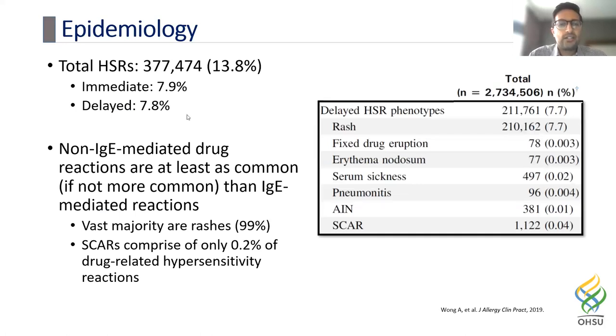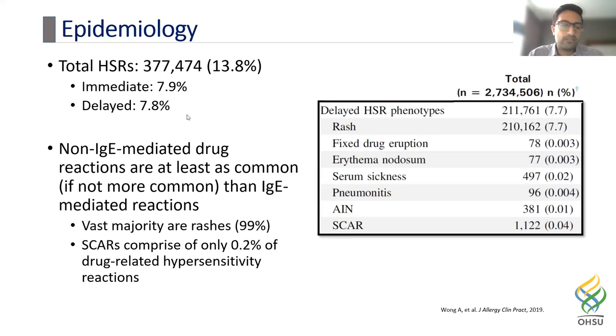IgE-mediated or non-IgE-mediated allergies are relatively common. This was a study from the Partners Healthcare System, the greater Boston area, and they looked at all their adverse drug reactions over a 13-year period in the early 2000s. They found that 13.8% of people had some kind of adverse reaction, with 7.9% of them being immediate and 7.8% delayed. So about half the reactions are listed as delayed reactions.